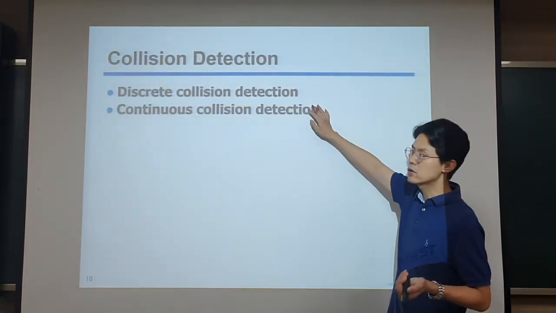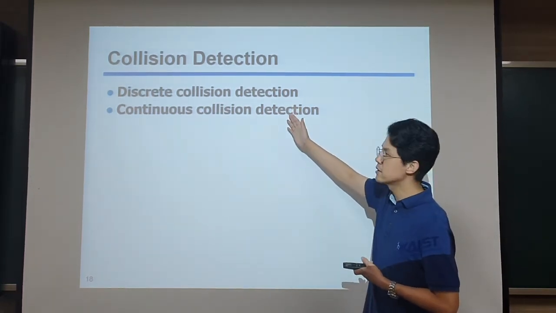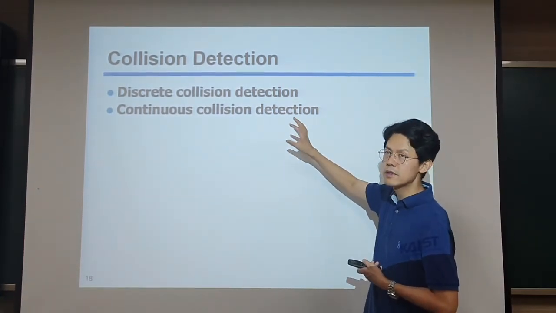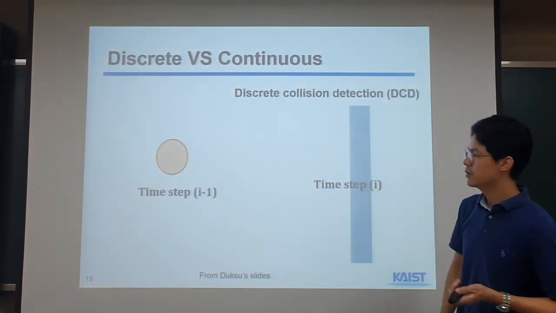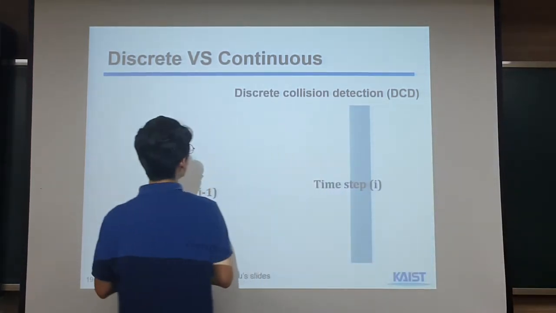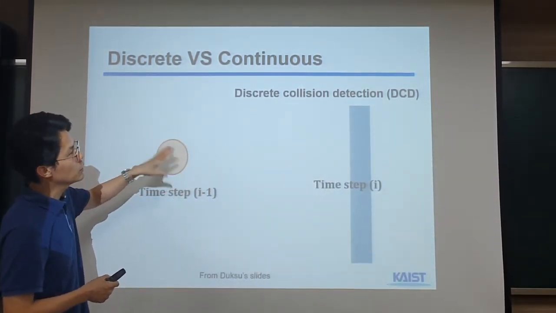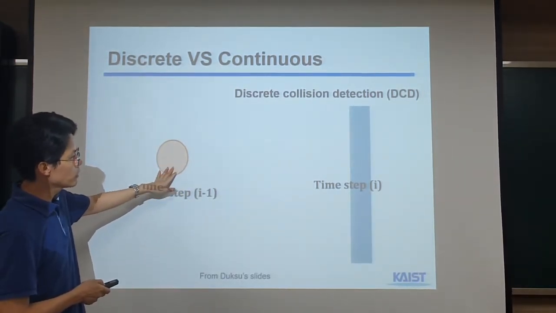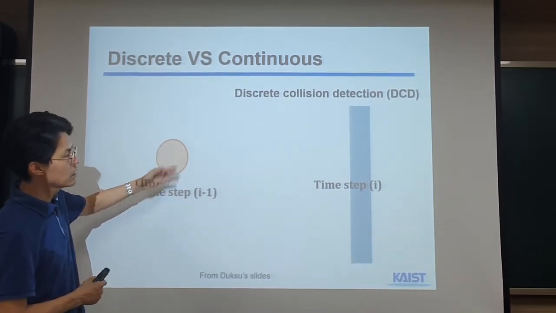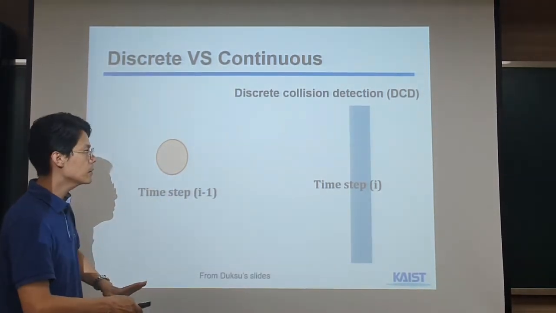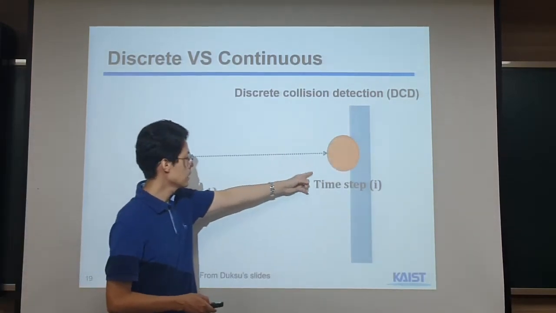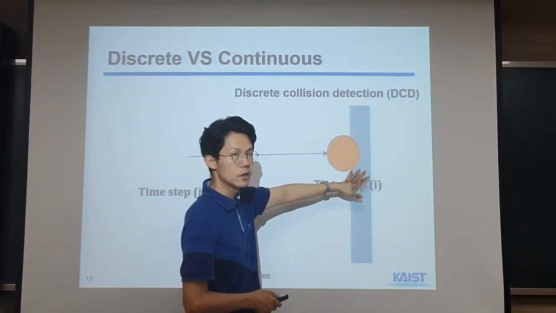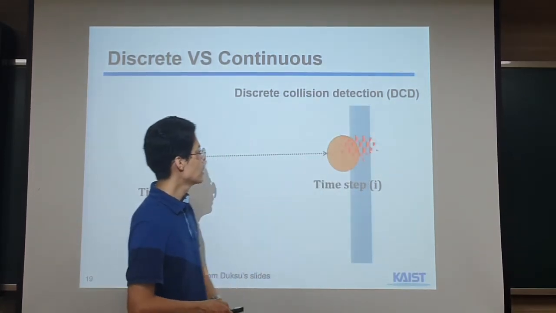Before, I talked about discrete collision detection. There is another technique known as continuous collision detection, which guarantees that we don't miss any collision. Suppose that at time step i-1, we used collision detection along the trajectory, and at this time step we don't have a collision, right? In discrete collision detection, we instead simulate. In other words, we advance time, and at the next time we move the ball here, and then we check the collision over there. Then we see that there's a collision, right?